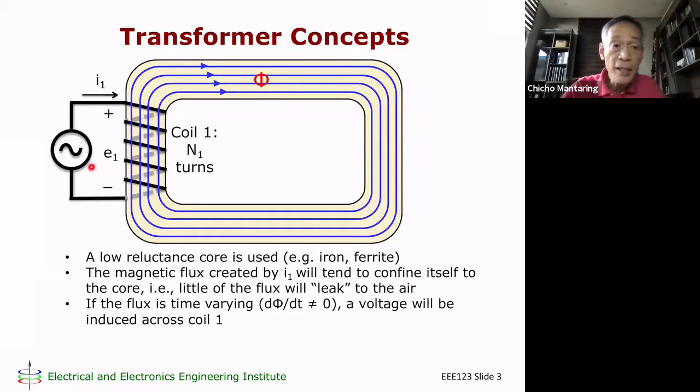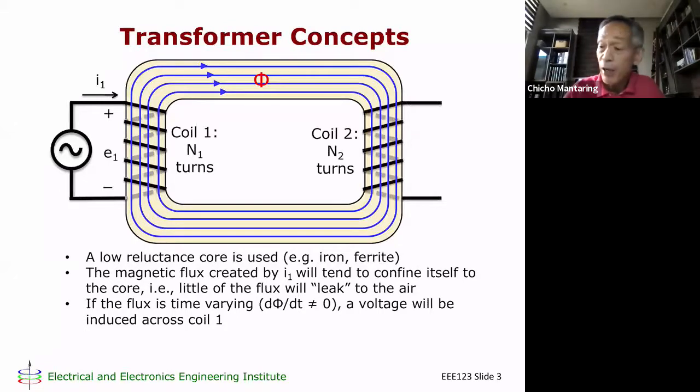So because this is an AC source, this flux is going to be varying with time. In other words, dφ/dt is not equal to 0. Of course, the flux varying with time will induce a voltage across your coil. It will induce a voltage E1 across your coil.